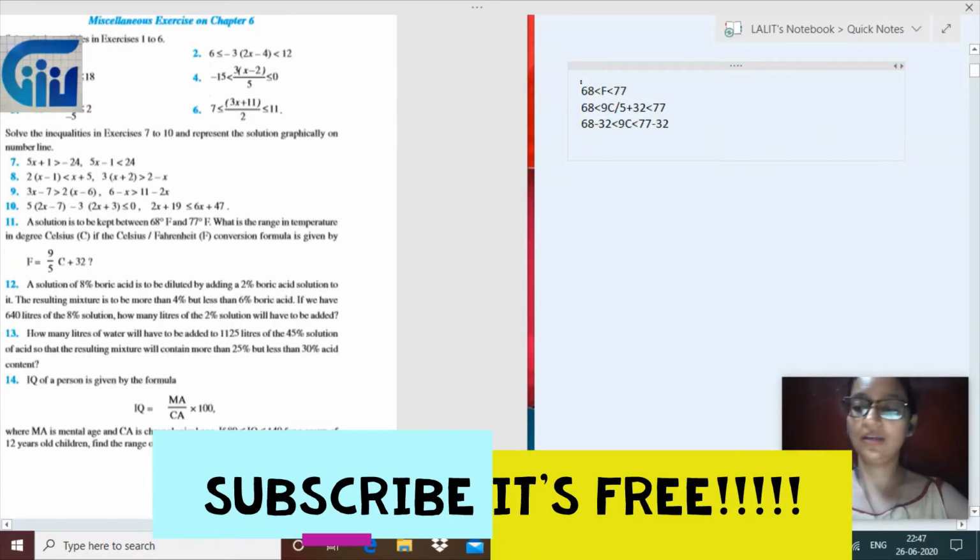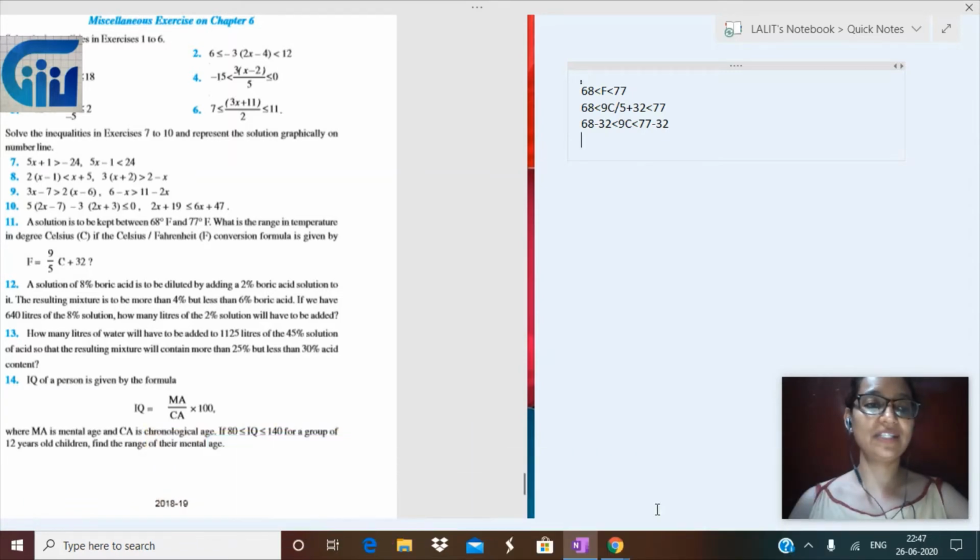Now, if I read the question, like question number 11, it says a solution is to be kept between 68 to 77 degree Fahrenheit. What is the range in temperature in degrees Celsius if the Celsius Fahrenheit conversion formula is given by this? So I have written it over here. Just see, F is between 68 and 77, right? Now, if I put F as 9C upon 5 plus 32, I'll get this. 32 is plus over here.